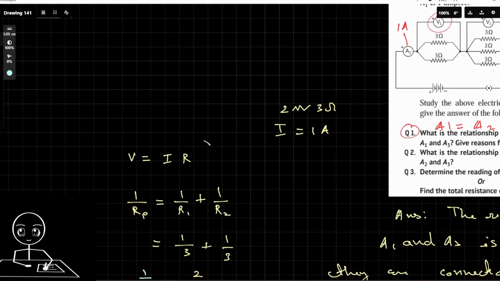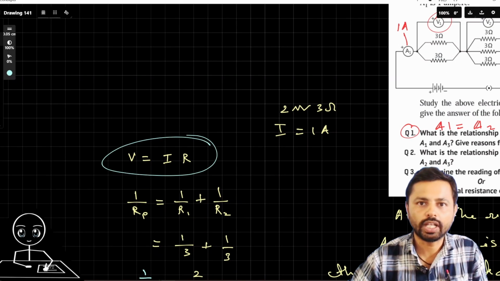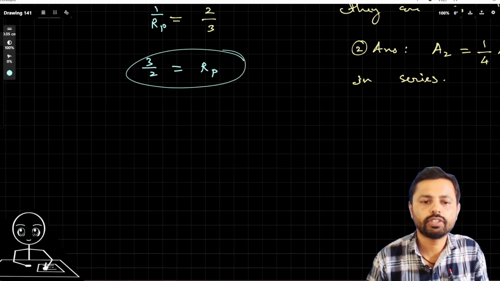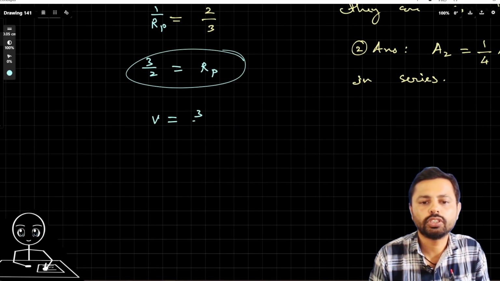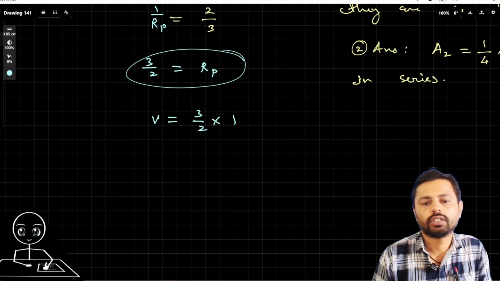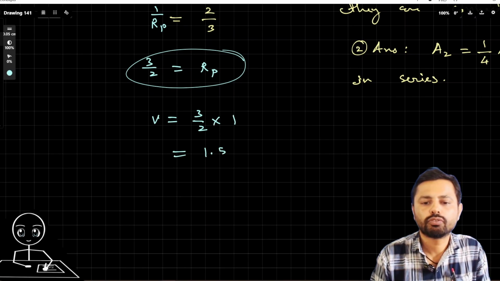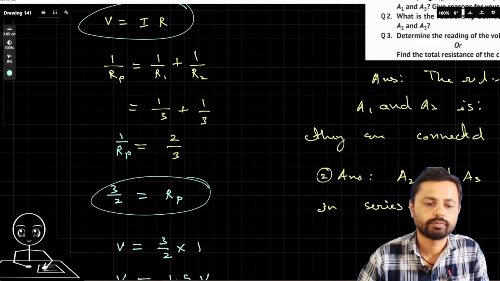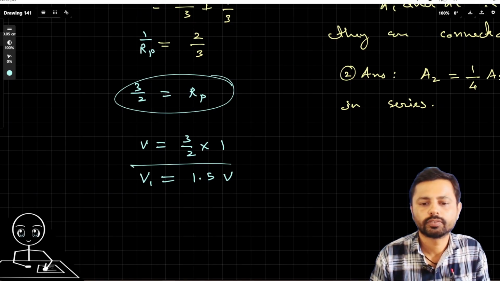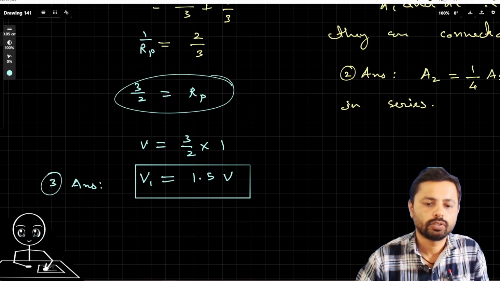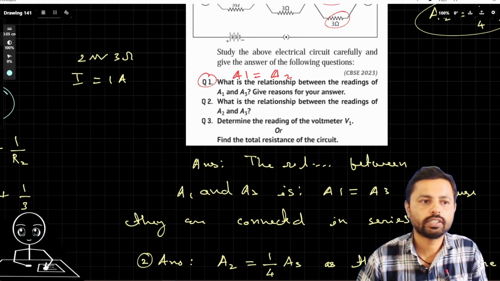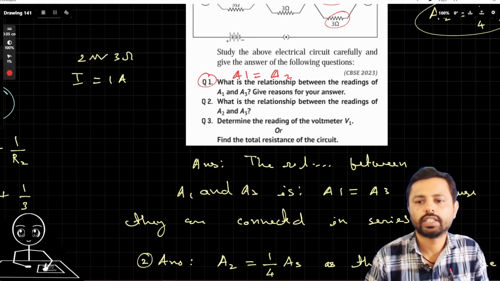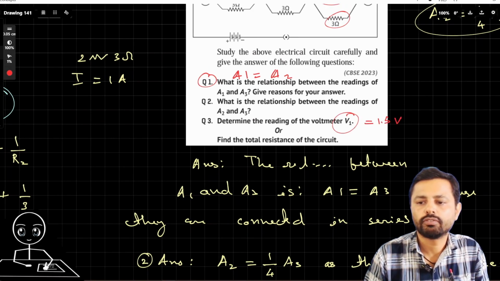Now, we put this in the V equal to IR formula. V equal to 3 by 2, that's the R value, into I, that's 1. What is 3 by 2? 1.5 volt. So, V1 equal to 1.5 volt. That's the third answer. For this question, the value of V1 is 1.5 volt.